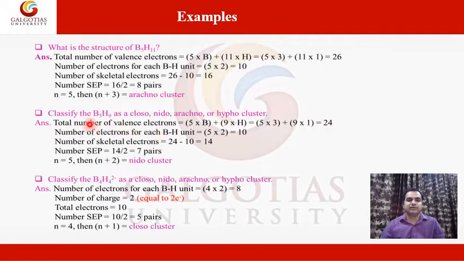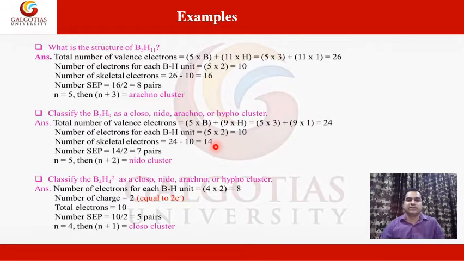As we have discussed, for each BH unit we multiply by 2. In this case, we have 5 BH units, that's why we multiply 5 into 2. Then we get the value 10, that is the number of electrons for the BH units. Now, how can we calculate the number of skeletal electrons? When we subtract 24 minus 10, we get the total number of skeletal electrons, that is equal to 14. That is the remaining electrons, the skeletal electrons.